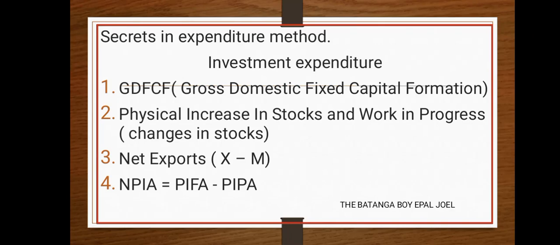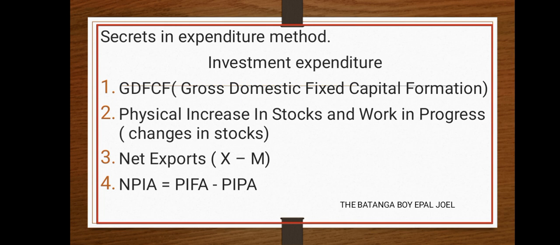Okay, now let us together analyze the secrets involved in using the expenditure method to calculate gross domestic product. For this method, you'll be required to get the value for consumption plus the value of investment plus the value of government expenditure plus the value of export minus import for you to get gross domestic product.